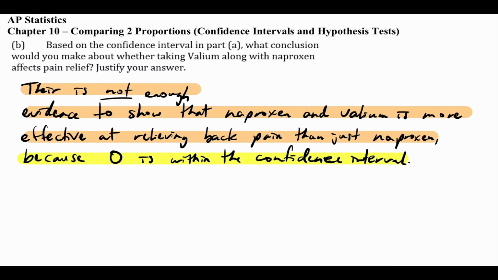But I get a lot of students who don't put the yellow part, okay? Always answer the question with justification, right? Why are you saying that there's not enough evidence? Because 0 is in the interval. If 0 wasn't in the interval and there was all positives, then there would be no chance that the treatments work the same. But because 0 is in the interval, there's a good chance that both treatments work the same. Okay? So just be careful with that.